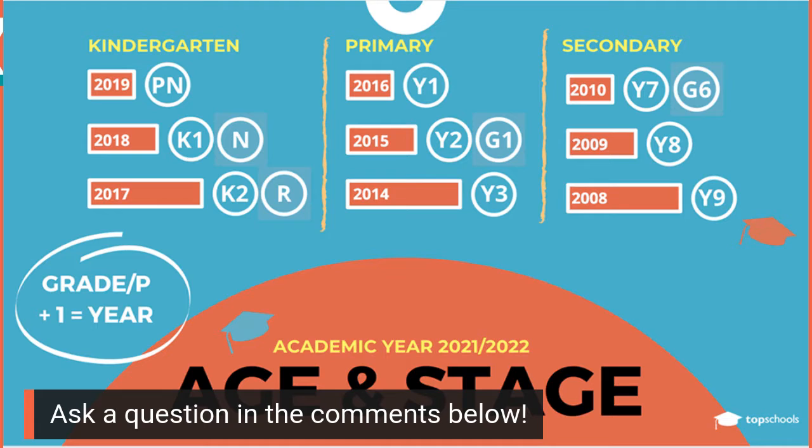In the comments below we have also put the basic information about age and stage and how you can calculate when your children will be entering. This is not all of the grades, but just the most important ones. There are basically three systems that we look at. We look at the Hong Kong system, which is PN, K1, K2, and they also talk about primary years, the Ps, and then the Fs.